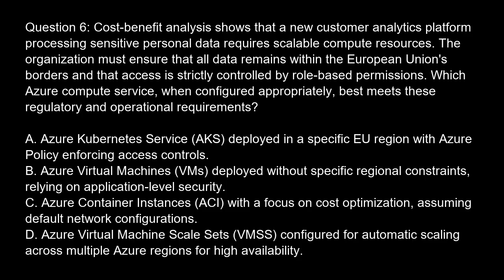Option A. Azure Kubernetes Service (AKS) deployed in a specific EU region with Azure Policy enforcing access controls. Option B. Azure Virtual Machines (VM) deployed without specific regional constraints, relying on application-level security. Option C. Azure Container Instances (ACI) with a focus on cost optimization, assuming default network configurations. Option D. Azure Virtual Machine Scale Sets (VMSS) configured for automatic scaling across multiple Azure regions for high availability.